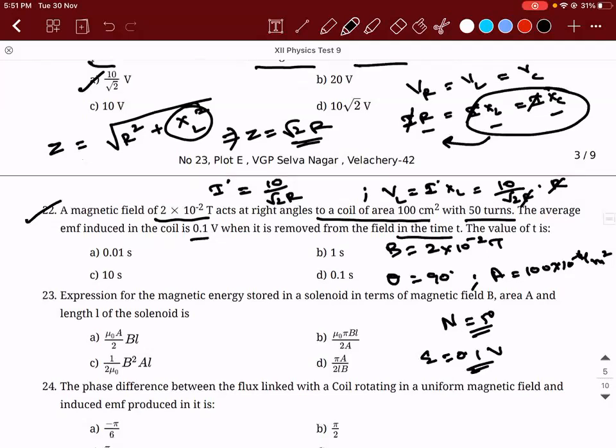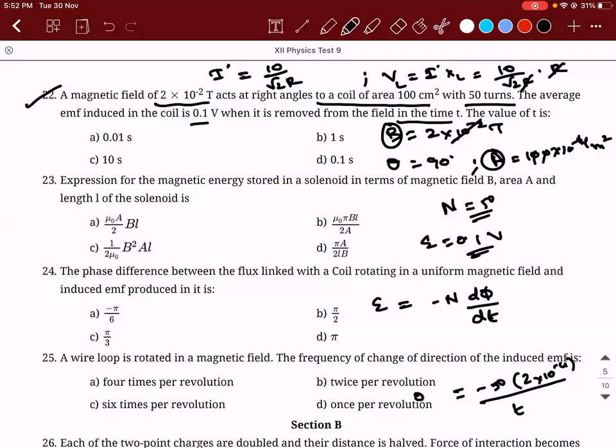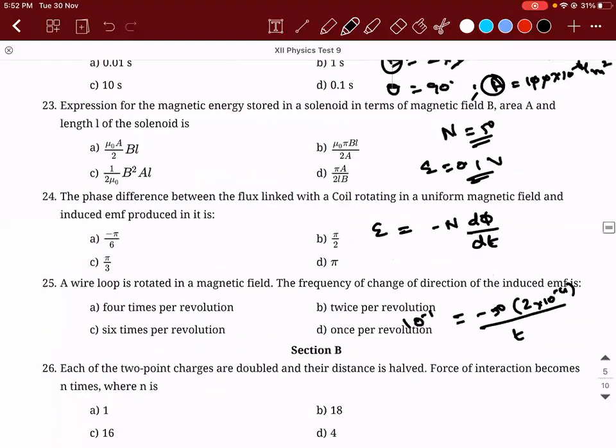So how to solve this? E is equal to minus n into d phi divided by dt. Because B is there, A is there, what comes to your mind? Flux. So minus 50 into B into A, which is 2 into 100, 200. These two zeros will get cancelled. So 2 into 10 power minus 4 divided by the time is equal to 0.1 volt, that is 10 power minus 1. So how much is the answer, guys?